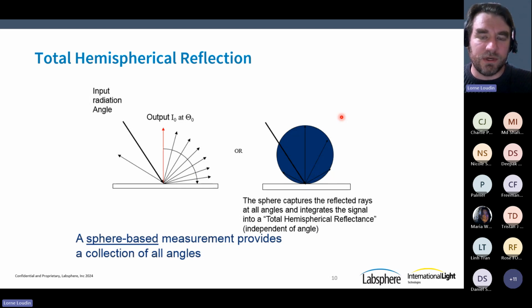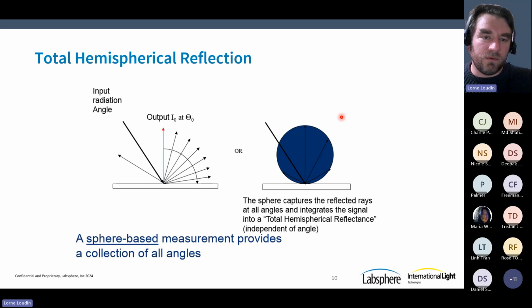A perfect integrating sphere would have a perfectly enclosed sphere and a perfect Lambertian surface on the inside. And then theoretically, the energy, or the radiance, at any point on the wall of the sphere is equal. And so it is integrating the energy across the surface area of that sphere.